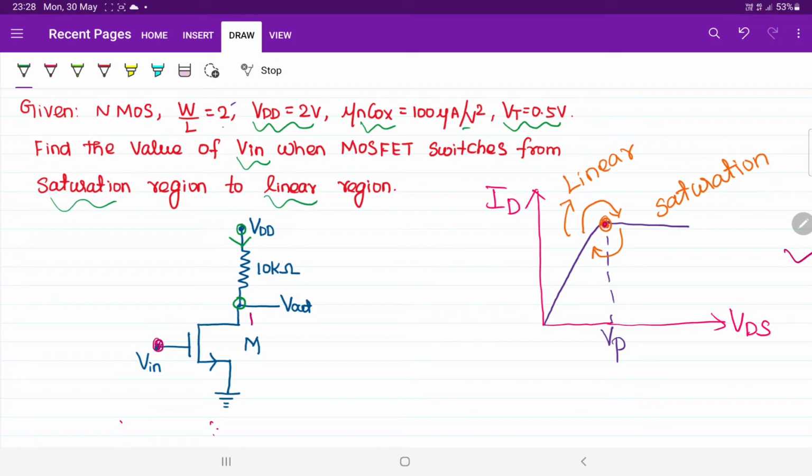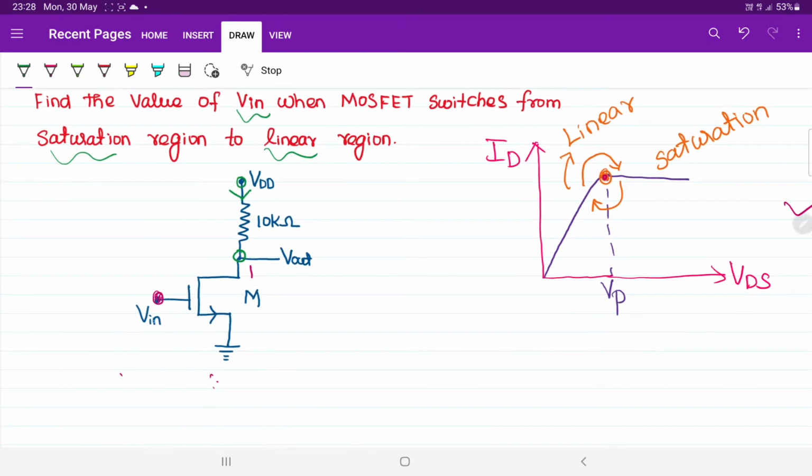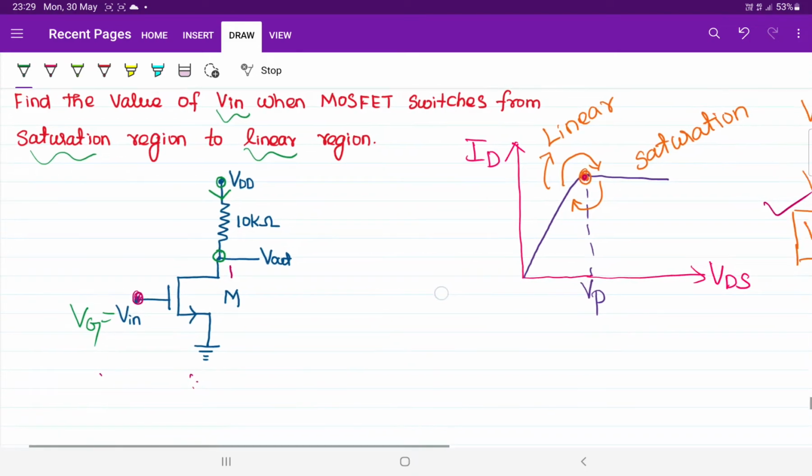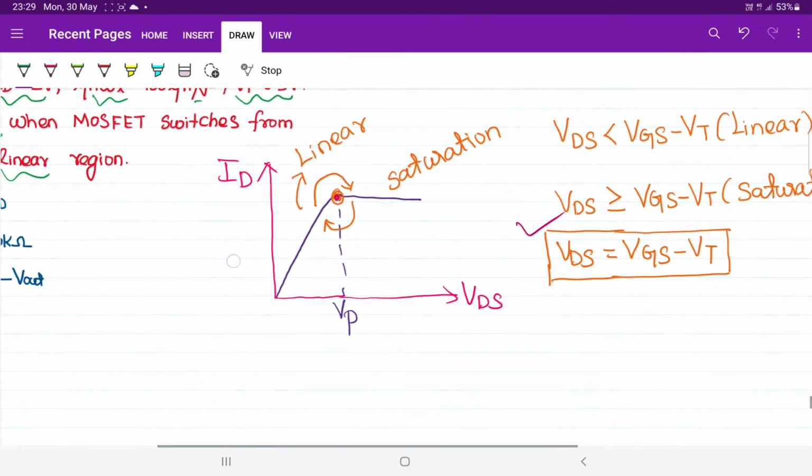See, till now we have solved the question either in linear region or saturation region. But here, we have to calculate the value of Vin. Vin means what? From the diagram if you observe, Vin is nothing but the gate voltage because Vin is given across the gate terminal. So we have to find the value of gate voltage when the MOSFET is switching its region from saturation to linear. Now let us start getting the solution for this.